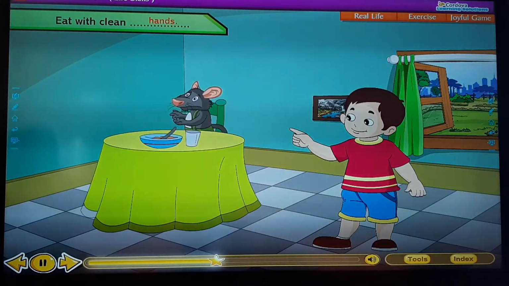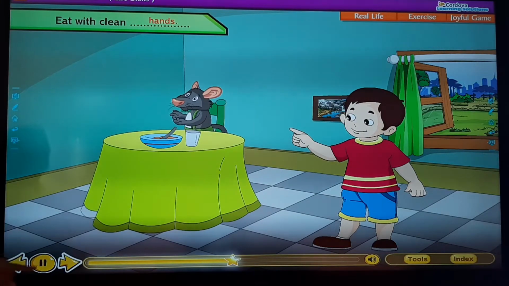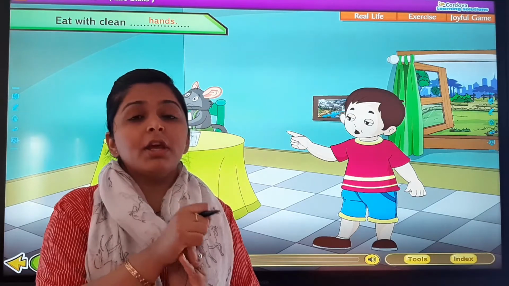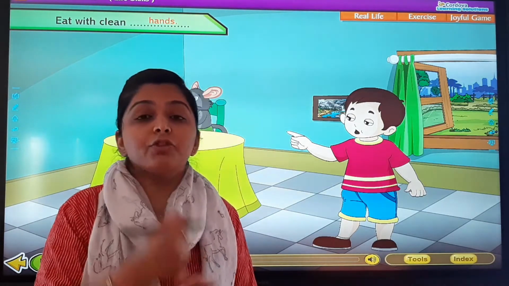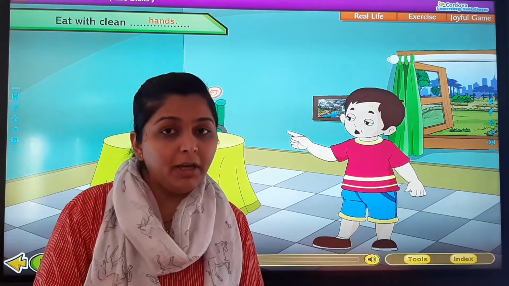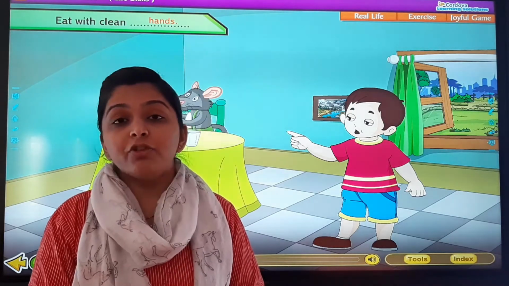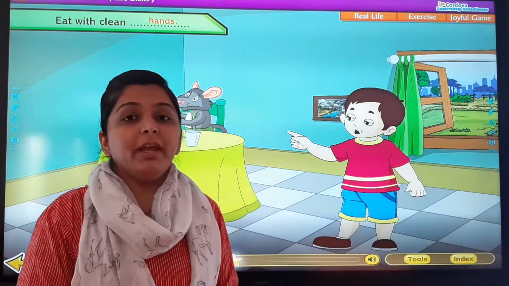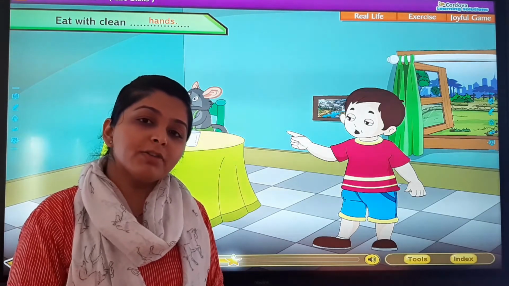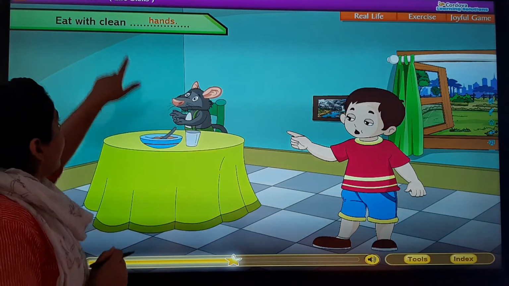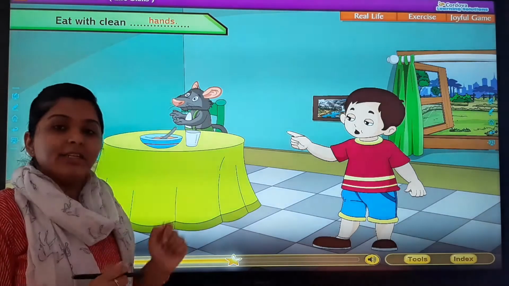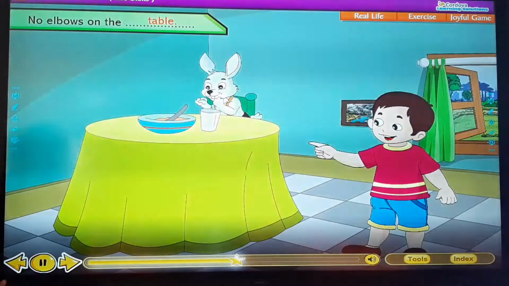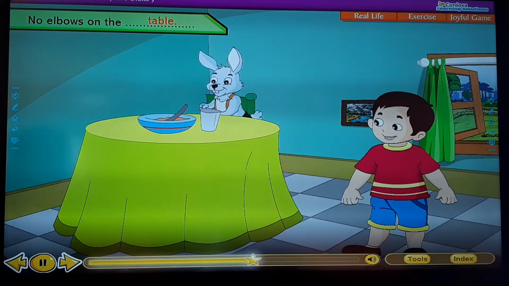Eat with clean hands. We should always eat with clean hands. Before eating anything, we should wash our hands properly. Okay, remember that. And we should always eat with clean hands. So your next blank will be hands. So now what will you write in it? You will write the spelling of hands. H-A-N-D-S. Yes. Okay.